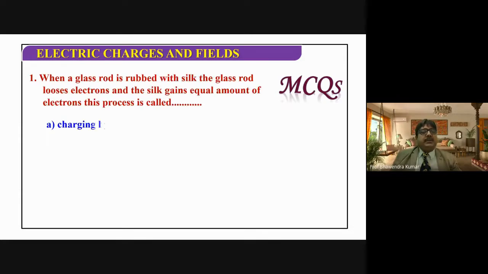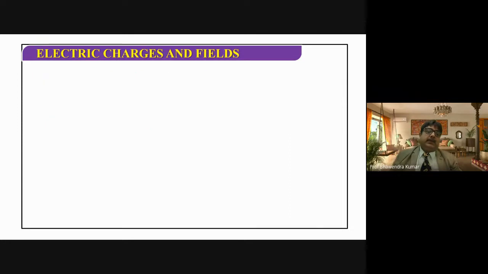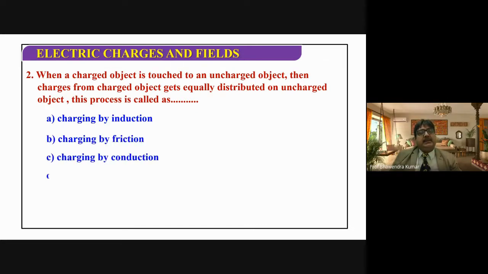Okay, try this question. When a glass rod is rubbed with silk, what type of method is it? Which option is correct? Okay. When a charged object is touched to an uncharged object, what type of method is it? Which option is correct?